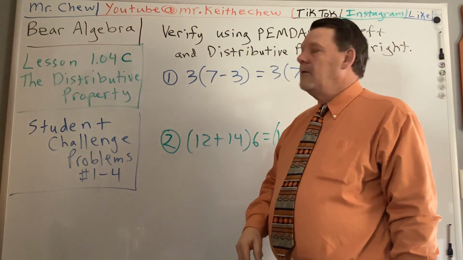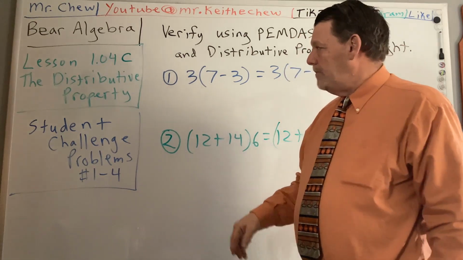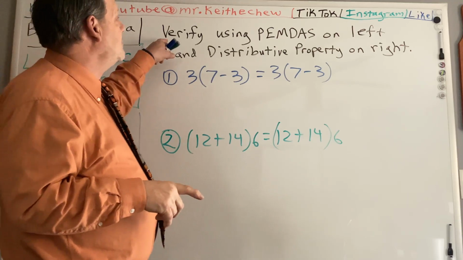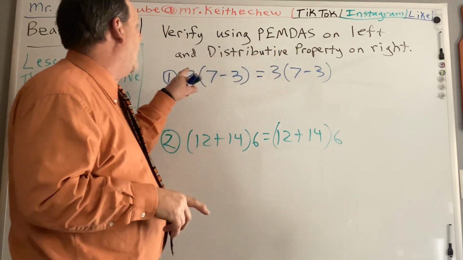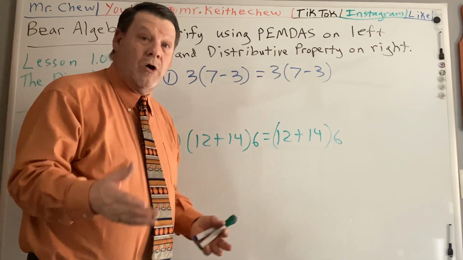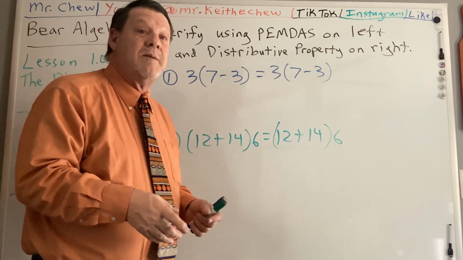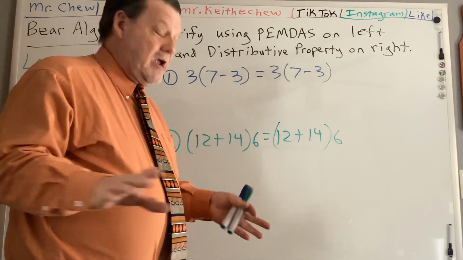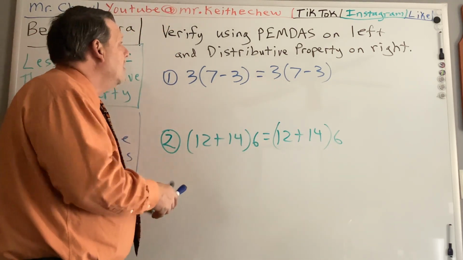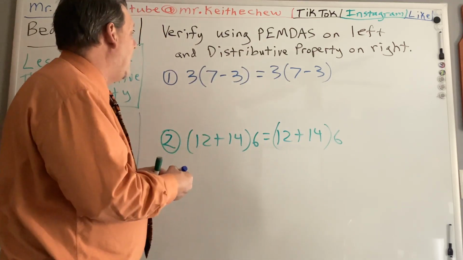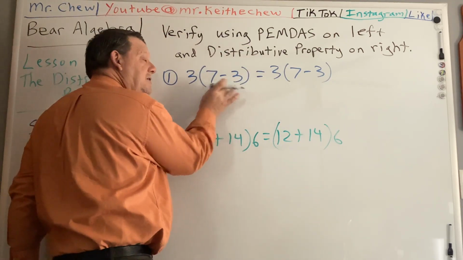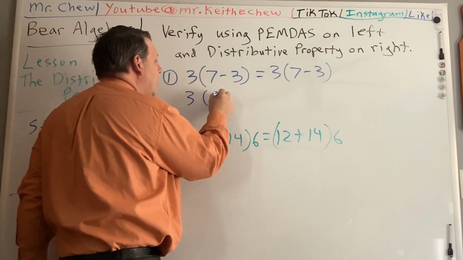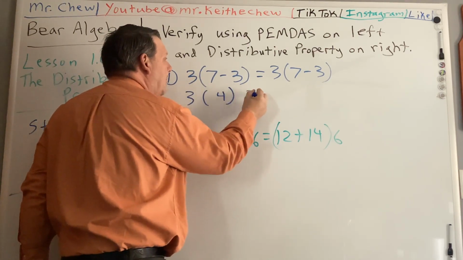All right, so on number 1 and 2, we wanted students to verify using PEMDAS on the left and the distributive property on the right to show that both methods will give you the same answer if it's an arithmetic problem with just numbers and no variables. So using PEMDAS on the left, you would do the parentheses before you multiply by 3, and 7 minus 3 is 4. That would be my first step.